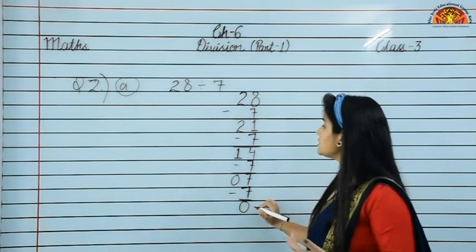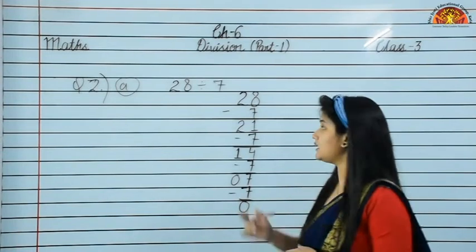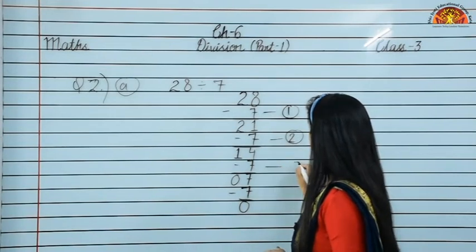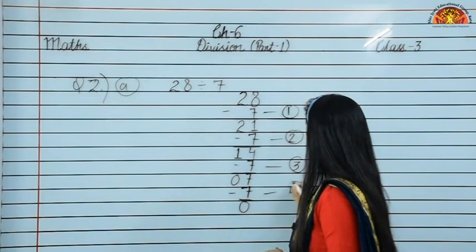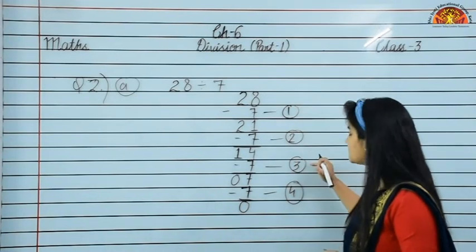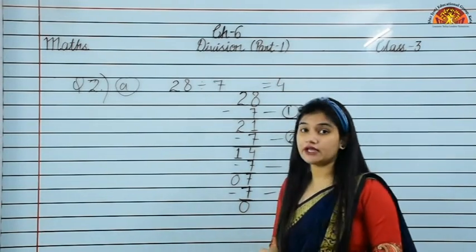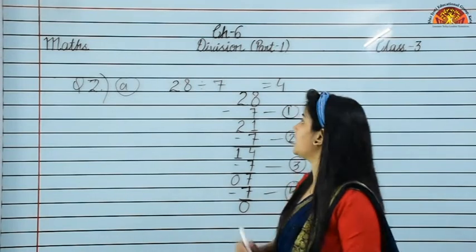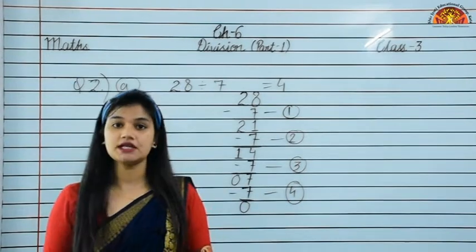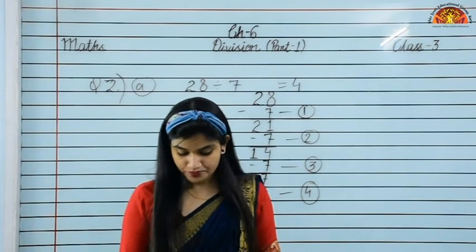So students, now see how many times we have subtracted 7. कितने times हमने 7 को subtract किया है? Now 1 time, second time, third time and then 4 times. So students, what is the answer? We have subtracted 7 4 times. So now answer is 4. So when you will divide 28 by 7, you will get the answer 4. Is it clear, students? So answer of A part is 4. Is it clear? Now you can do B and C part also like this only.